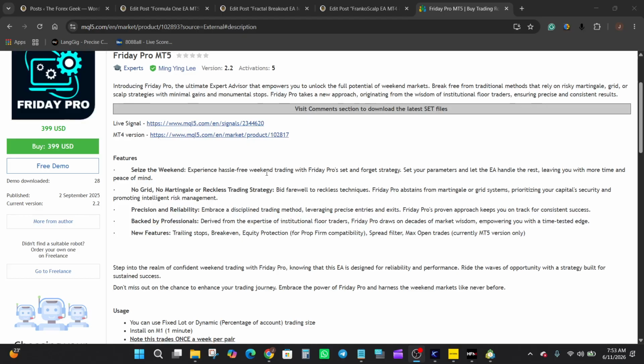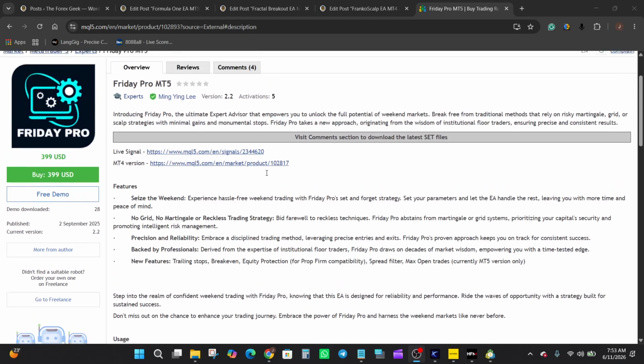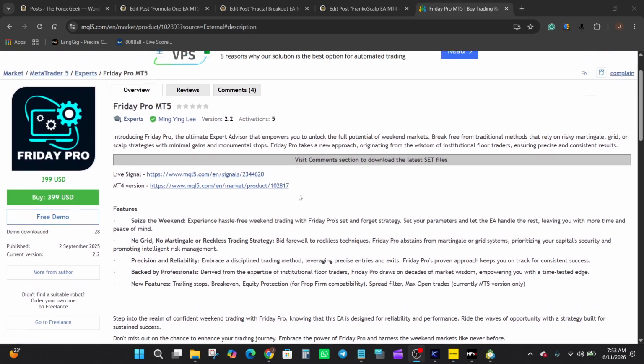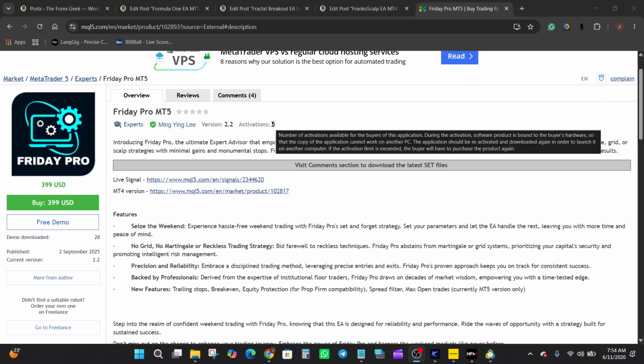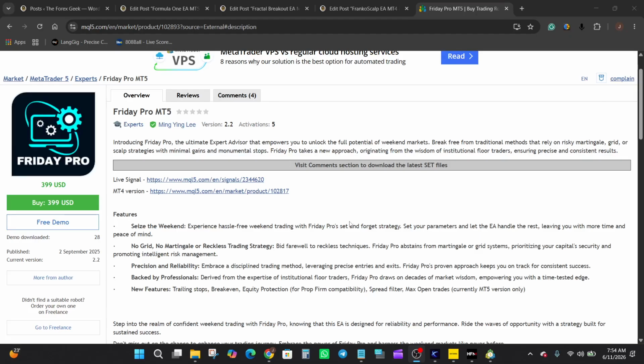Starting here on the Marketplace page, we can see that Friday Pro is currently priced at $399 US. The current version listed is version 2.2, and the purchase includes 5 activations. The developer positions this EA as a trading solution designed specifically to take advantage of weekend market opportunities while following a different approach from systems that rely on grid or martingale techniques.